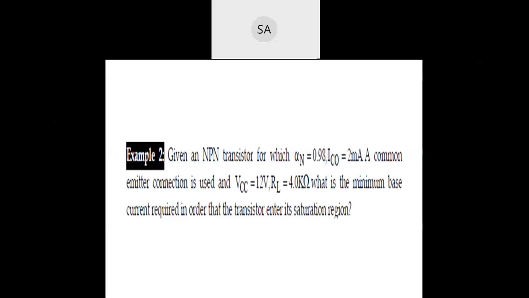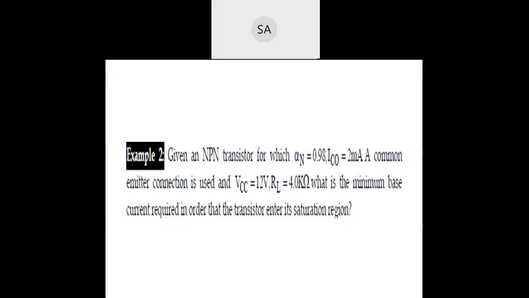So what values are given here? Alpha is given, reverse saturation current ICO is given, VCC is given, and RL is given. We have to find out the output current. In the common emitter, the gain is, sorry, the gain is beta. Beta is equal to output current by input current.